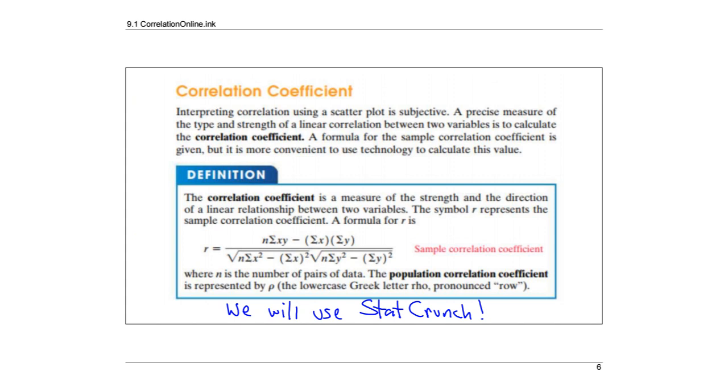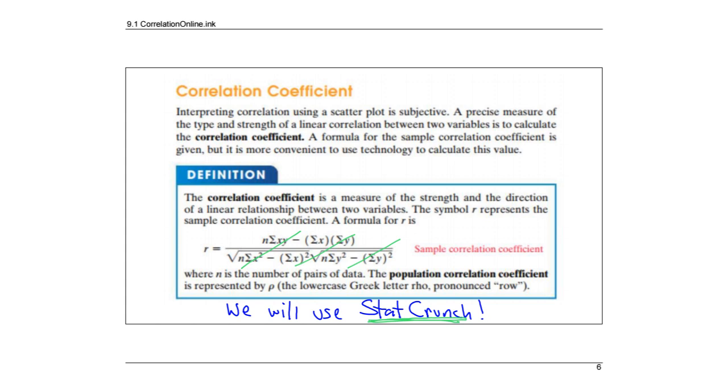All right, so I'm very happy to say we are not going to do this. Don't panic. Don't panic when you see this. StatCrunch is going to take care of this for us. We're going to put our data in. Actually, the data will come in on its own from the problem.